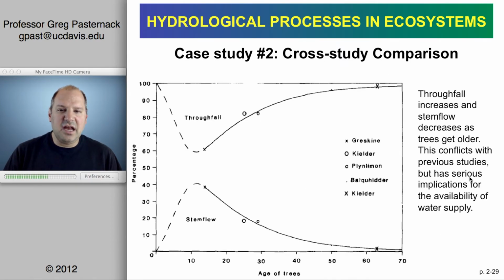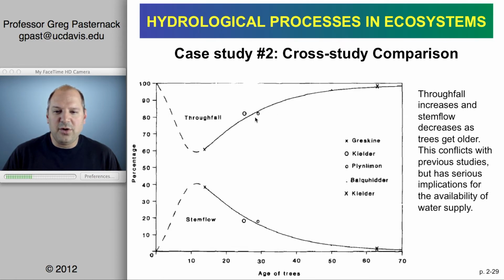And then lastly, in this study, they did an analysis of different studies, and so each one of these names and symbols represents a different study done in the UK, and on the x-axis is the age of the stand in those other studies, and then on the y-axis is the percent of either Stemflow or Throughfall, and you can infer interception otherwise. So for young trees, like trees that were only about 15 years old, Cleater found that there was only about 60% Throughfall, and then Throughfall increased as the trees got older.